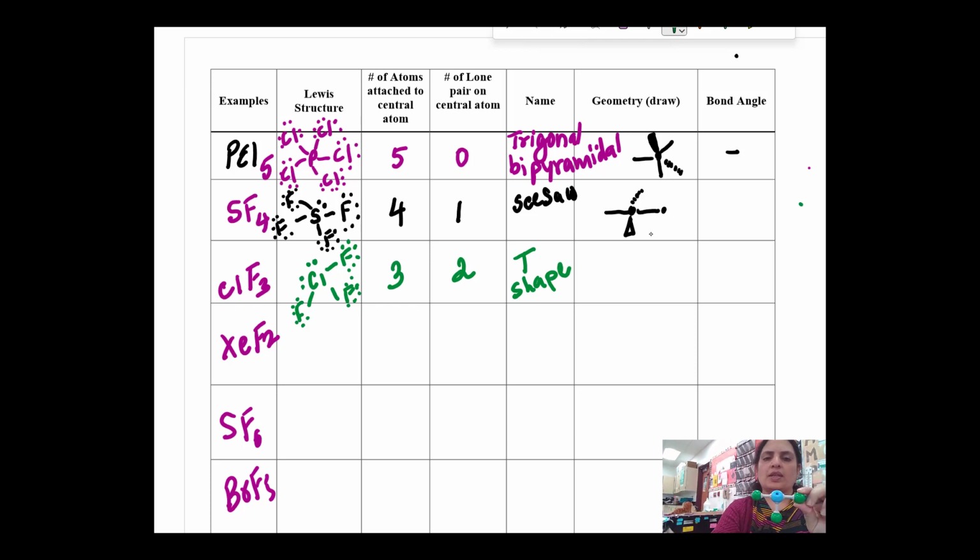So you have this, all of them are in the plane, 1, 2, and 3. So T-shaped molecular geometry.